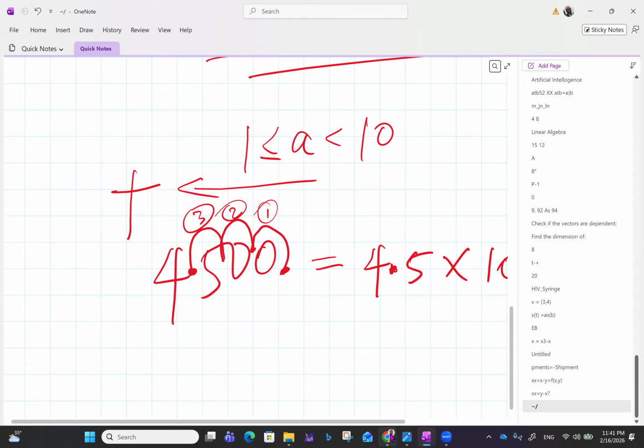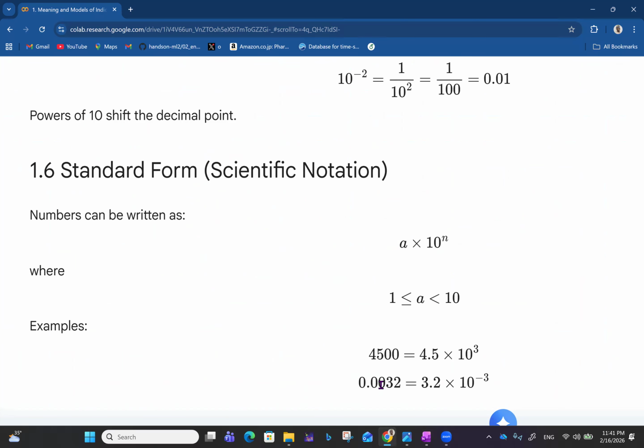On the other hand, if you have 0.0032, see what happens there.